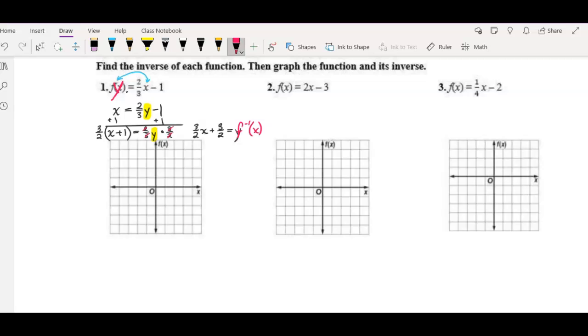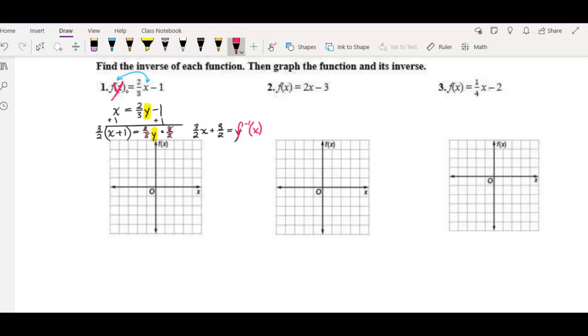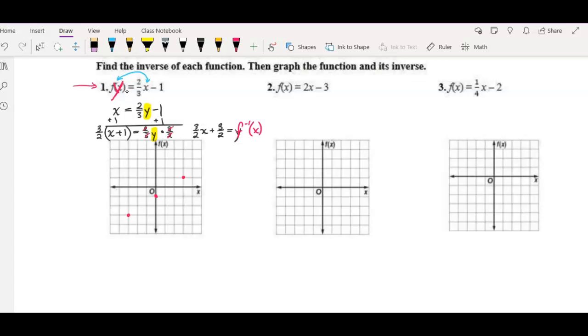So what does this look like when I graph them? So I'm going to graph my original equation here, y equals 2/3 x minus 1. That means begin at b, negative 1, rise 2, run 3. And that's how I get my first line. This is f of x right here. So this is f of x.